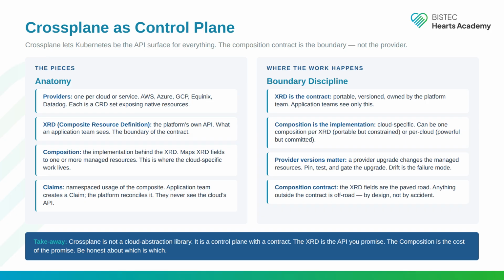The takeaway. Crossplane is not a cloud abstraction library. It is a control plane with a contract. The XRD is the API you promise. The composition is the cost of the promise. Be honest about which is which.